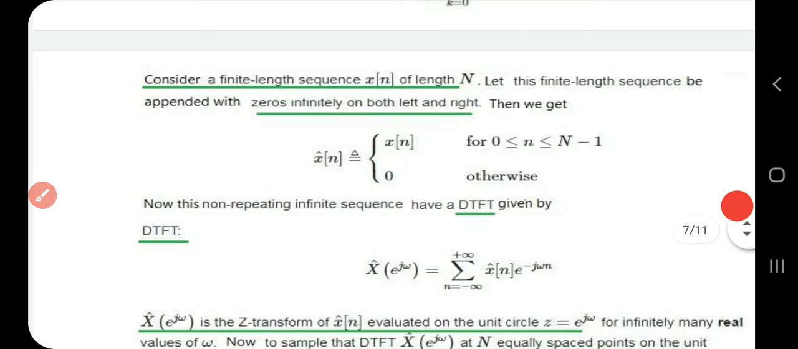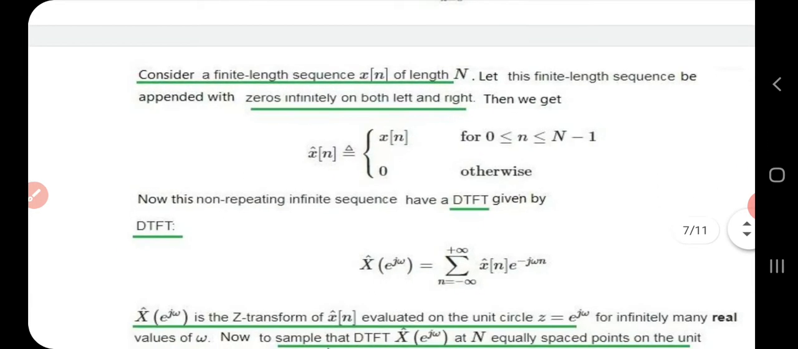Now next consider a finite length sequence x of n. Let the length of it be capital N. So you have a finite length sequence x of n of length capital N. Now suppose that this sequence is appended with zeros infinitely on both the left and right. Appended means you are just extending that particular sequence towards both the left and right by adding zeros. That is called appending. Then suppose that you get the appended sequence as this.